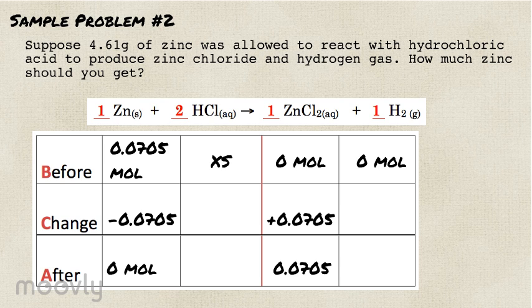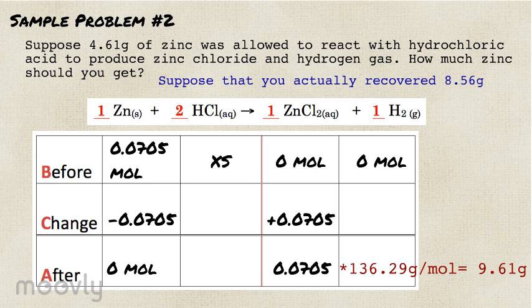But we are not done yet. The problem asks for how much product, not how many moles of product. So we need to convert moles of zinc chloride into grams of zinc chloride. The molar mass is 136.29 grams per mole. Using this information, we get 9.61 grams of zinc chloride.